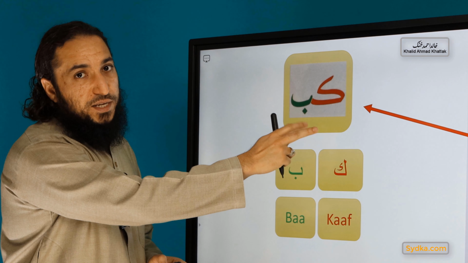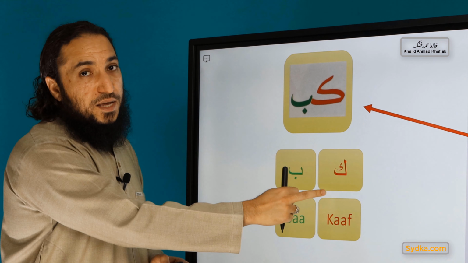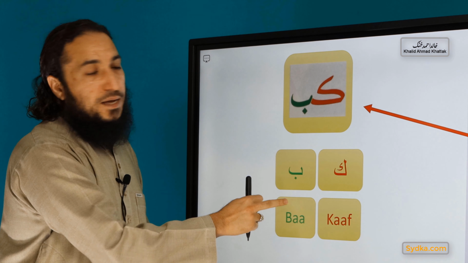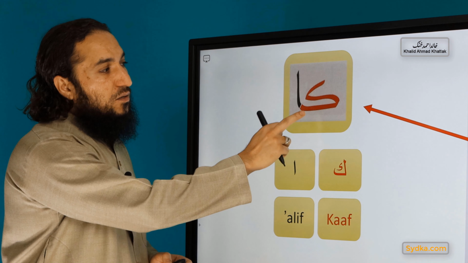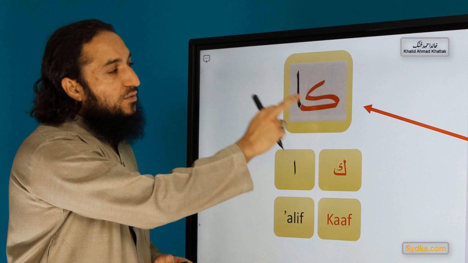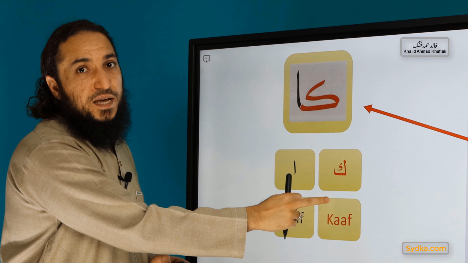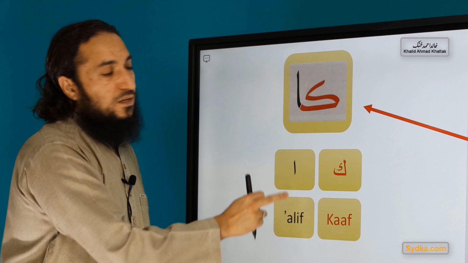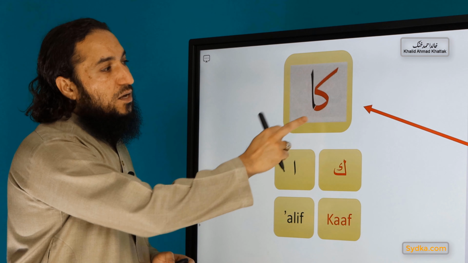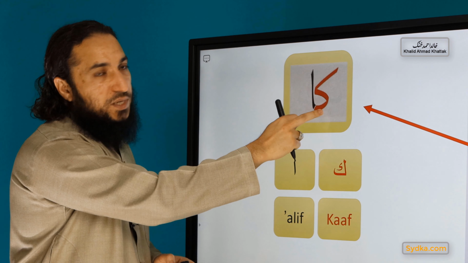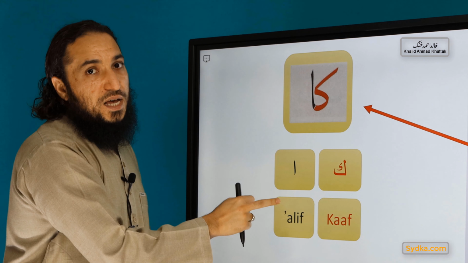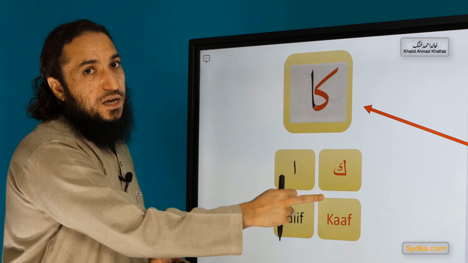Same, a different way of writing kaf with ba. Kaf ba. Kaf with alif. So the red one is kaf and the black one is alif. Kaf alif. Another way of writing kaf, kaf alif. The red one is kaf, and the second one, the black one, is alif.